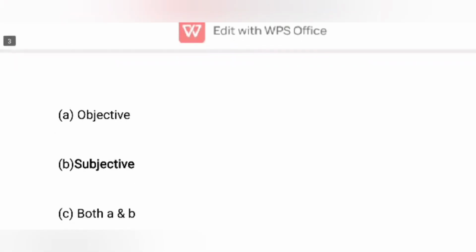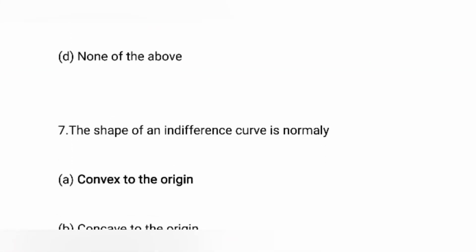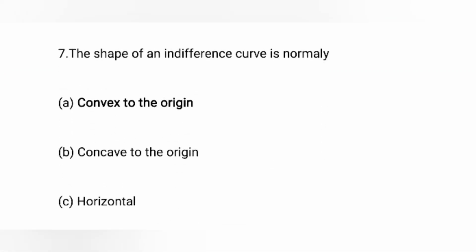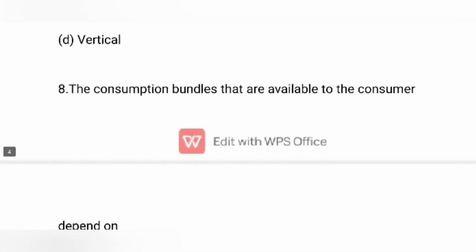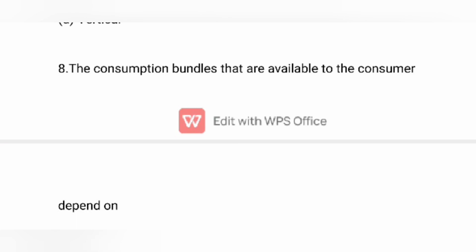Utility is subjective in nature. The shape of an indifference curve is normally convex to the origin. The shape of the production possibility frontier is concave to the origin. So this is what you should know in order to answer these questions. The consumption bundles that are available to the consumer depend on price and income.